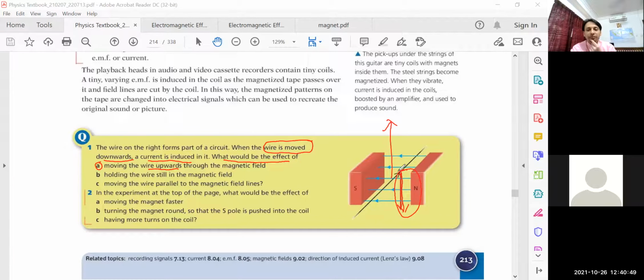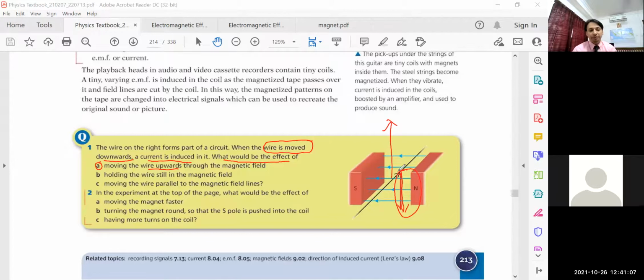The current will change. So you can use the word change: the current gets reversed. It means if it was entering into the laptop screen, it will change its direction, it will be reversed and come out from the screen. That is the meaning of this question, children.